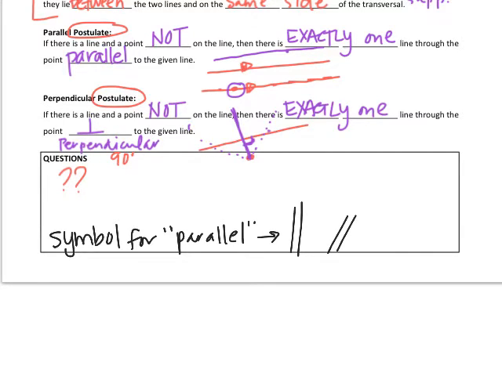Sort of like we have a symbol for angle, and sort of like we have symbols that go over certain figures like a ray or a line. So this is a new symbol for the word parallel. We're going to go ahead and turn our paper over to look at the example problems now.